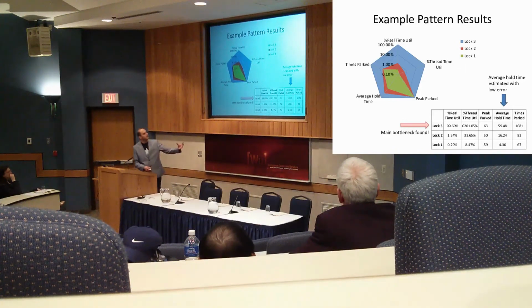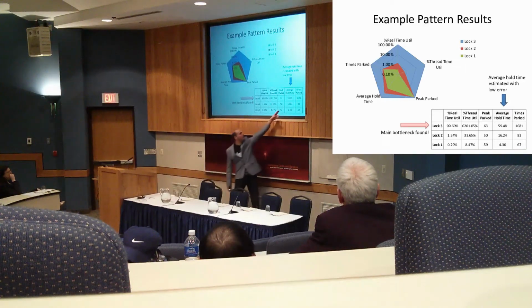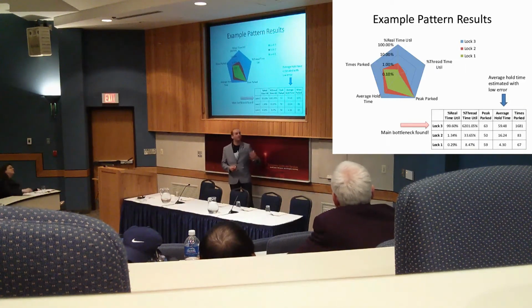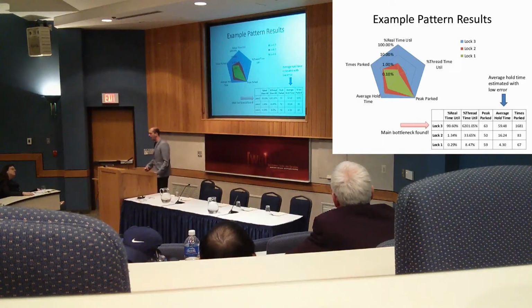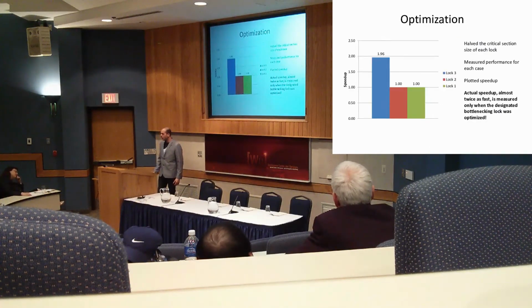You can also see that the estimation that we were able to give is very close to the actual number. So we had 64 milliseconds, and you can see here that we're very close. We got 59.48. For the second lock, we had 16 milliseconds, and this is 16.24. And for the third, 4.3. So not only were we able to find bottlenecks, but we're also able to estimate the average hold time quite accurately with our method.